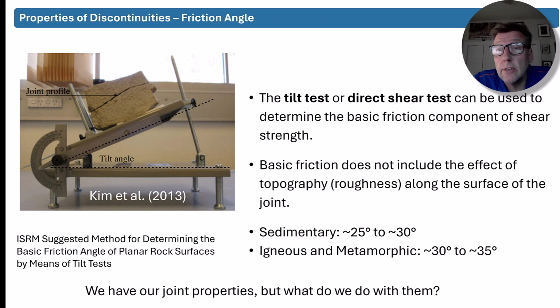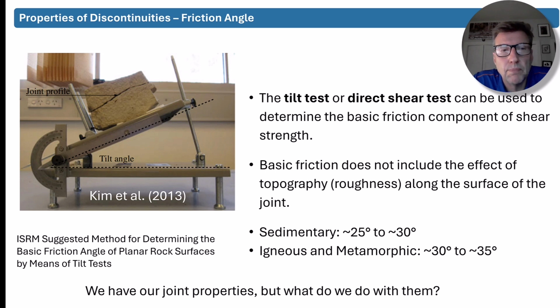For our kinematic analysis, we also need to know the friction angle of the joints. And there are two ways that we can determine this. We can either use a direct shear test or a tilt test, which is shown on the left-hand portion of the slide. The friction angle is often referred to as the basic friction angle. It does not include the effect of topography or roughness along the surface of the joint. Experiments have shown that the basic friction angle ranges between approximately 25 to 35 degrees. The friction angle is lower for sedimentary rocks and higher for igneous and metamorphic rocks.